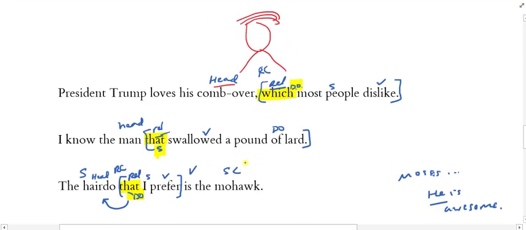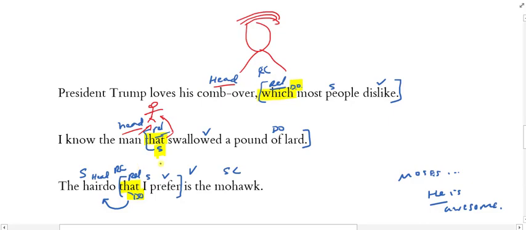Over here, I know the man that swallowed a pound of lard. Man is my head. That is my relative pronoun. Are these referring to the same entity? Is the man referring to the man? Yes. Is the word that referring to the man? That same man, the same man that I know, is also the man that swallowed a pound of lard. So the relative pronoun refers to the same thing or person as the head does.